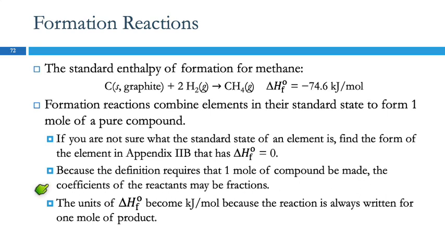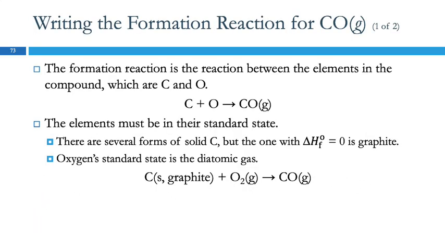In order to have 1 mole of product, we sometimes have to have fractions on the other coefficients. I already said that. So let's look at the formation of carbon monoxide. Carbon monoxide in the gas state, we're trying to write the equation describing its formation from elements in their standard states. So we see that in carbon monoxide there's 2 elements, carbon and oxygen. We've got carbon and oxygen. But we have to identify their standard states.